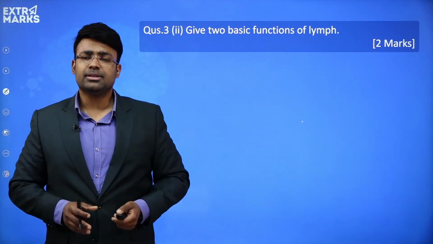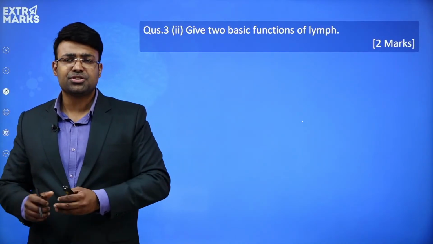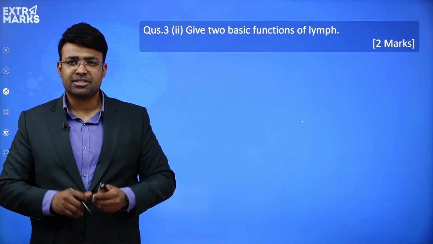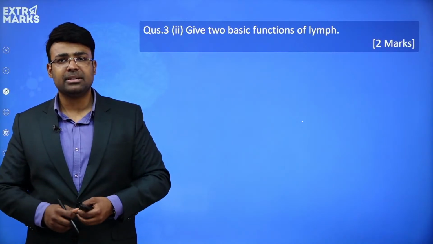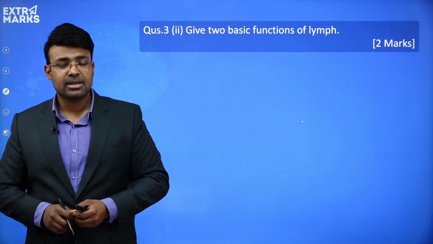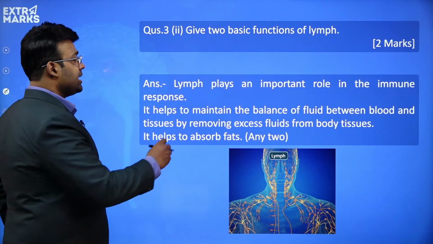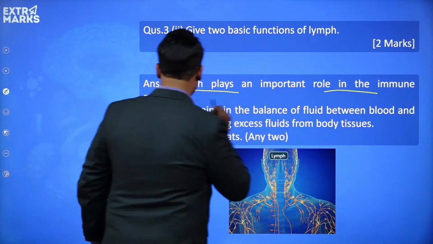Now give two basic functions of the lymph. We all know that, just like the other parts of the circulatory system, like the blood which has plasma and formed elements, lymph is also a part of our circulatory system. It basically has lots of functions. Now what are they? See everyone, lymph plays an important role in the immune response.